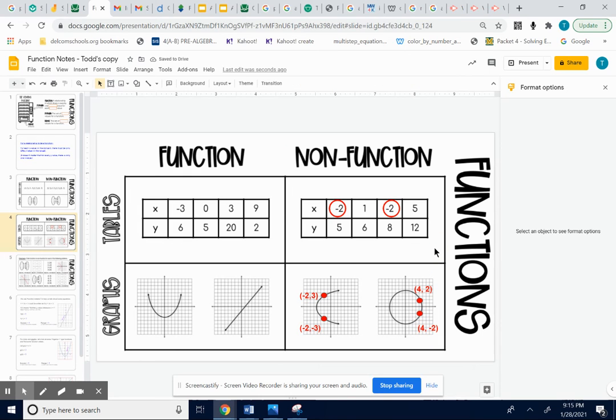So for each x, there has to be one y. I'm going to give you a really cool shortcut for these graphs, and we'll do that as a separate lesson. But for each x, there has to be one y to be a function.